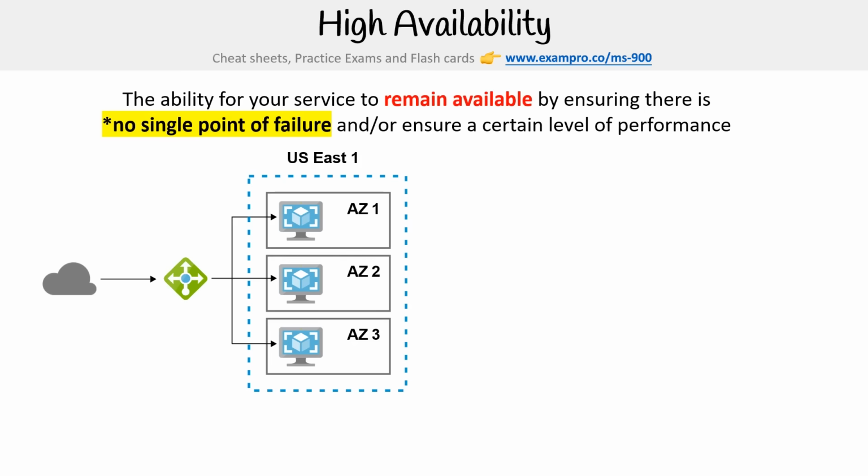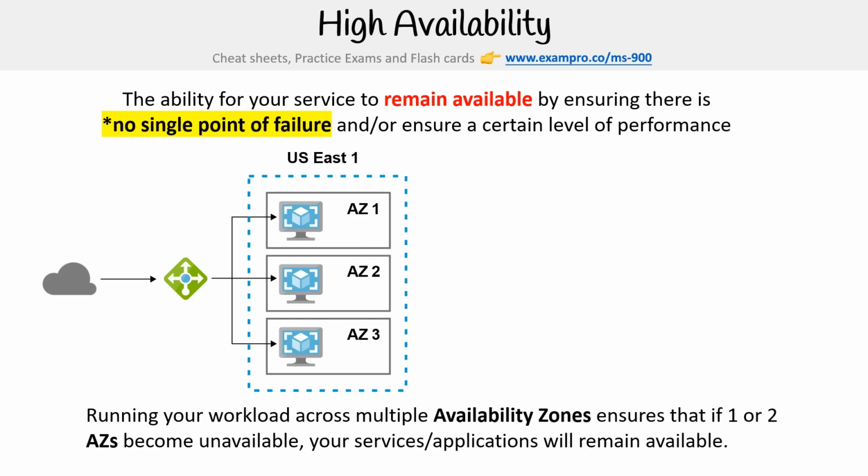Now, having multiple servers is great, but what's even better is having multiple servers in multiple data centers, because something could happen to a data center. It could become unavailable because of a networking issue, so by being able to route traffic to those servers, you're going to remain highly available. Running a workload across multiple availability zones, which is what Azure calls their data centers, ensures that if one or two data centers become unavailable, your service will remain available. It's very common to run at least 3 servers across 3 data centers.